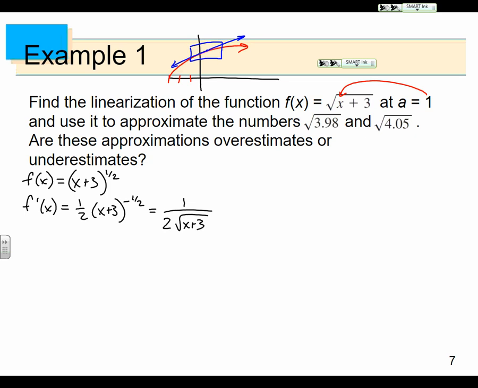Now we're interested in this at a equals 1. So we're going to need an f of 1. Well, we already said that was 2. And we're going to need an f prime of 1. So if I plug in 1 right here, that's going to give me 1/4.